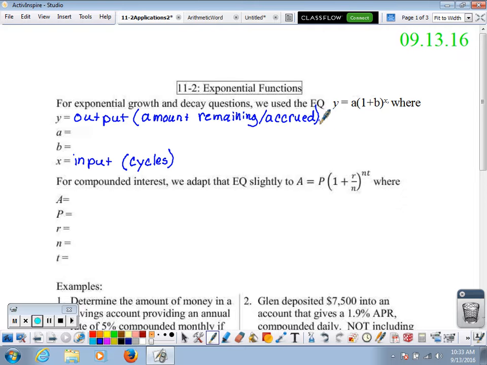Now A and B, we gave each of those specific definitions yesterday too. What did A represent? Take a look at your notes if you don't remember. Initial amount, the starting amount. Whatever the item was that you were measuring, A was the starting amount. And what was B? The percent change. But there's something important about that.